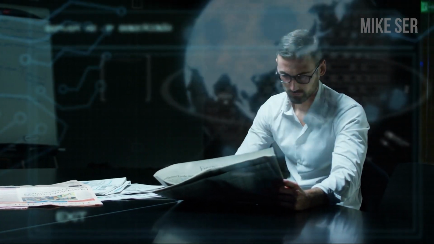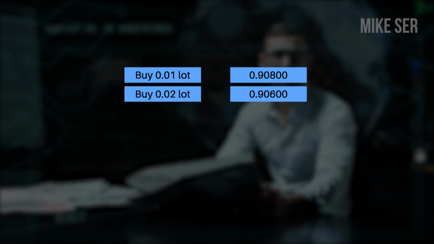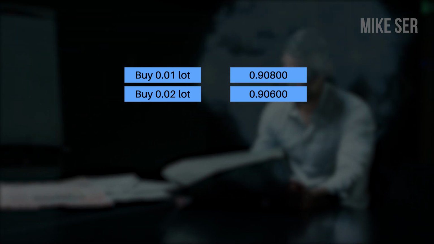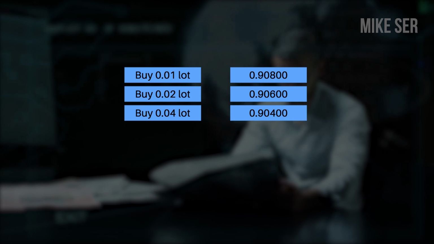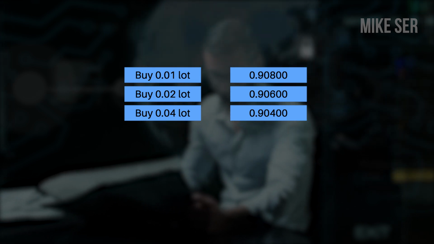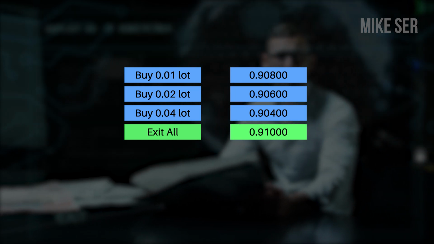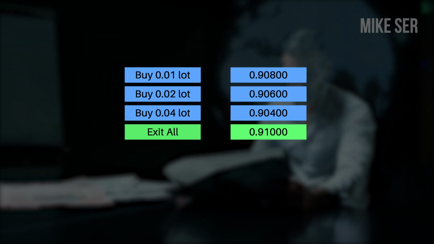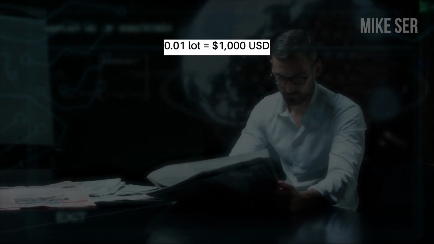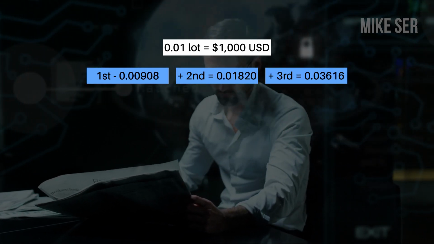Now let me show you the math. The first position that you did is you bought 0.1 lot at 0.90800. Then the second position you bought 2 times that in terms of lot, which is 0.2 lots, at 0.90600. Then the third position that you bought is 0.4 lot at 0.90400. Then once the price reversed and went back higher, you exited at the profit price at 0.91000. Now assuming a 0.1 lot is equivalent to $1,000 US. So what I did is basically average the price of the 3 positions.